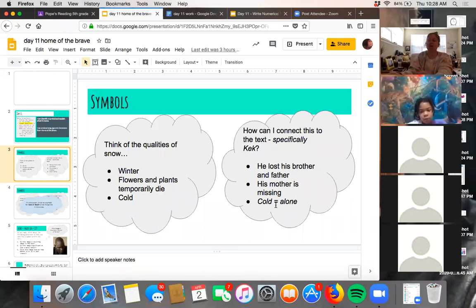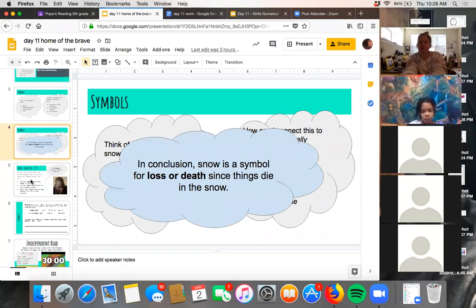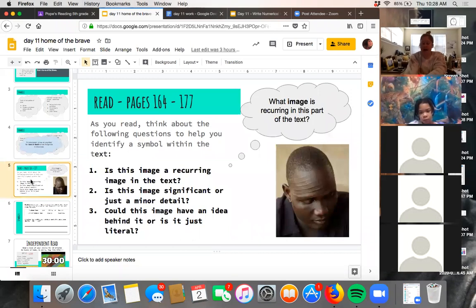So we're going to read a little bit, and then we're going to discuss the other symbols that are in Home of the Brave. Okay? So in conclusion, we know snow means that he feels cold or alone, so it could be standing for loss or death of things. Okay? So we are moving back into our book. We stopped on page 163 yesterday.